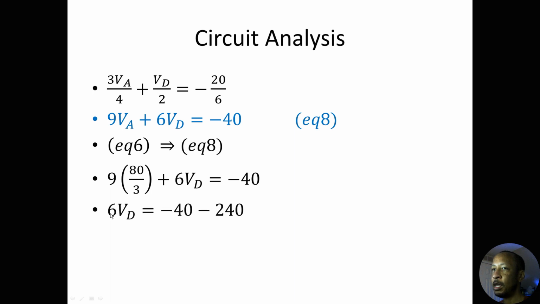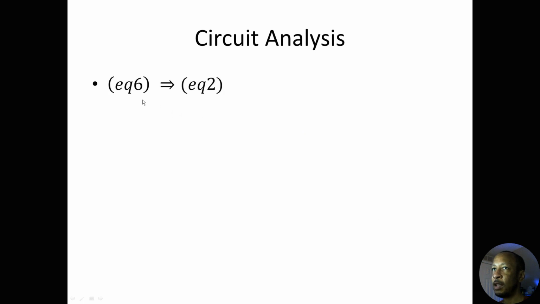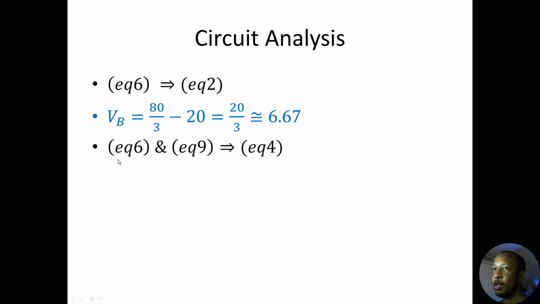Next, I have 6 VD equals negative 40 minus 240. Then that gives me VD equals negative 140 over 3, which is approximately equal to negative 46.67. That's equation 9. So then next I'm going to take equation 6 and place it into equation 2. That gives me VB equals 80 over 3 minus 20, which equals 20 over 3, which is approximately equal to 6.67. Next, I'm going to take equation 6 and equation 9 and place it into equation 4.